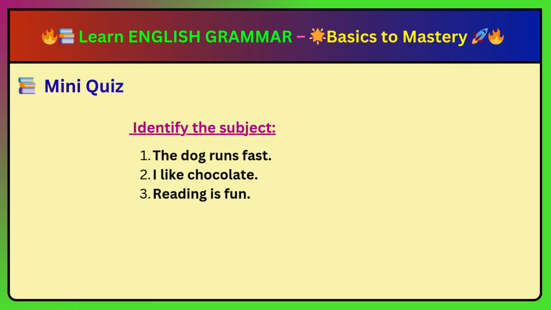Reading is fun. Subject is reading. Here the subject is an idea or action. Here, reading is not a person or thing, it is the activity itself that the sentence talks about. So the subject can be a person, animal, thing, or idea. It always tells who or what the sentence is about. I hope you have understood everything we have learned so far.